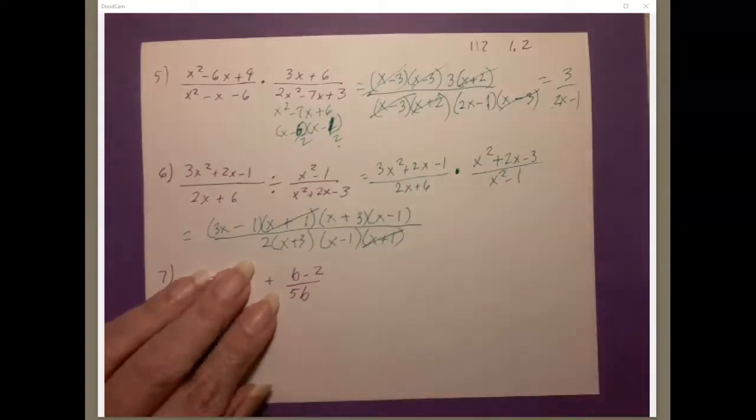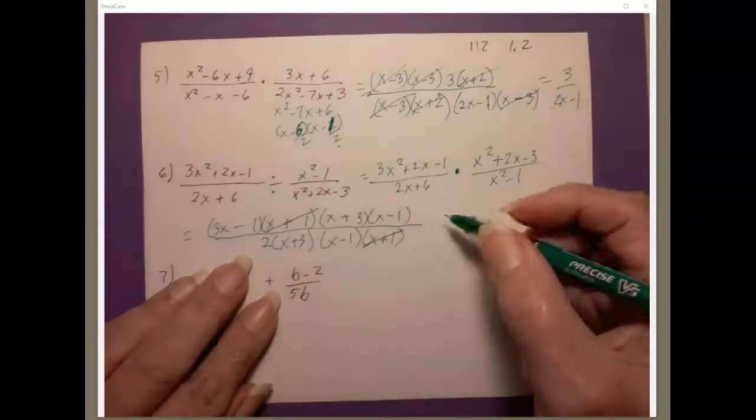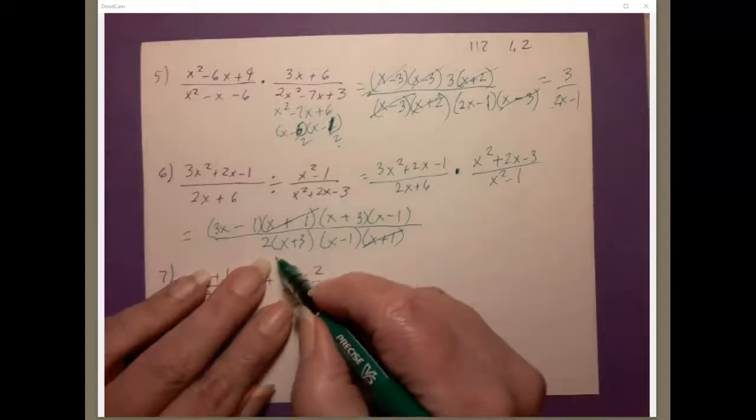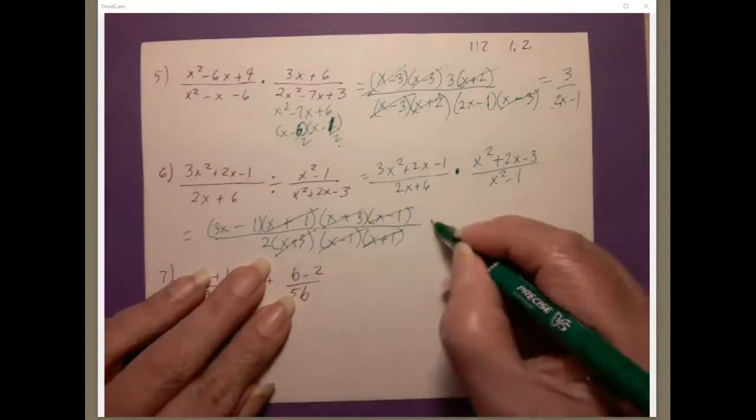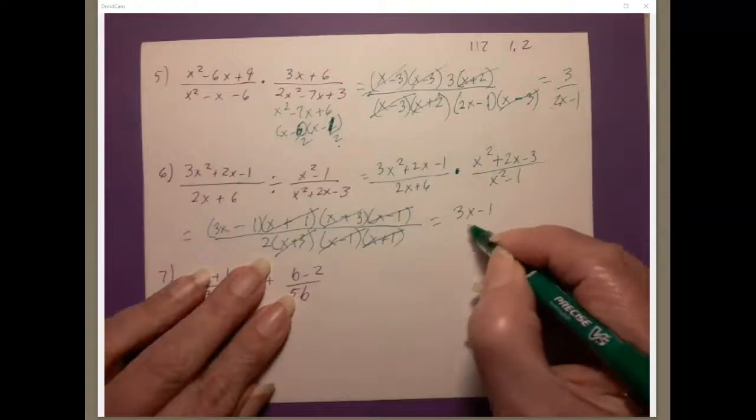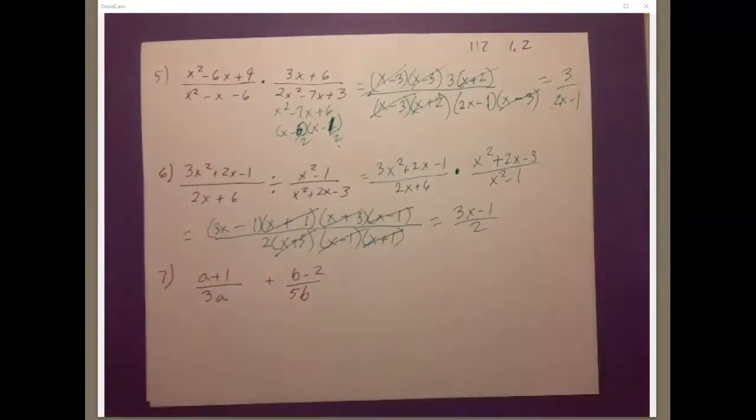I think you did a lot of this factoring when you were in probably 9th grade, maybe 10th, in Algebra 1. X plus 3 factors with an x plus 3. X minus 1 goes away, and we're left with 3x minus 1 over 2. So that's what I would expect to see as your answer if I gave this kind of problem to you on the test.